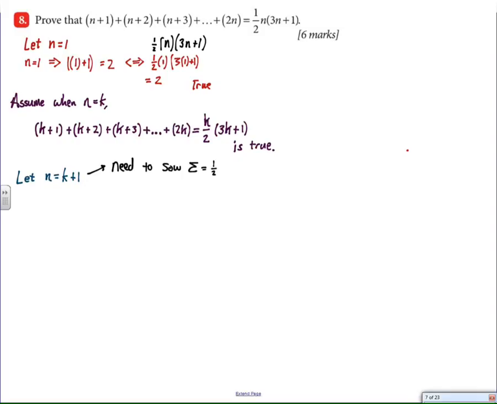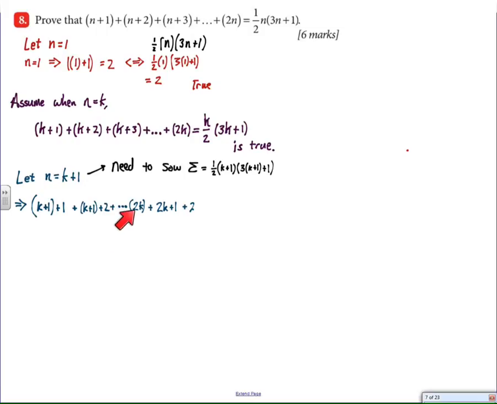I'm going to assume that's true, and what I need to do is to show that when n equals k plus 1, we get 1/2 times k plus 1 instead of n, times 3 times k plus 1 instead of n, plus 1. So this is the expression I need to shoot for, and the only thing I'm allowed to do is to actually use this series as it's defined. So k plus 1 is my first, k plus 1 plus 1, k plus 1 plus 2, k plus 1 plus 3, and so on.